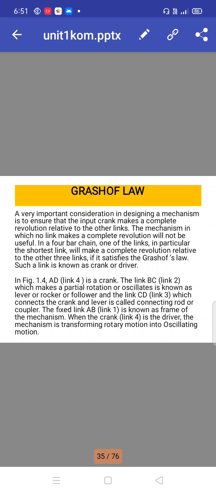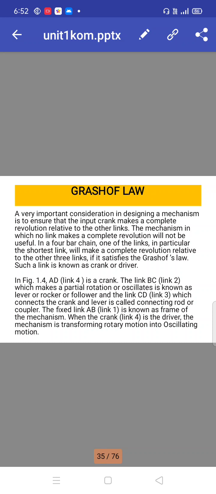A very important consideration in designing a mechanism is to ensure that the input crank makes a complete revolution relative to the other links. The mechanism in which no link makes a complete revolution will not be useful. In a four-bar chain, one of the links, in particular the shortest link, will make complete revolution relative to other three links. If it satisfies the Grashof law, such a link is known as crank or driver.